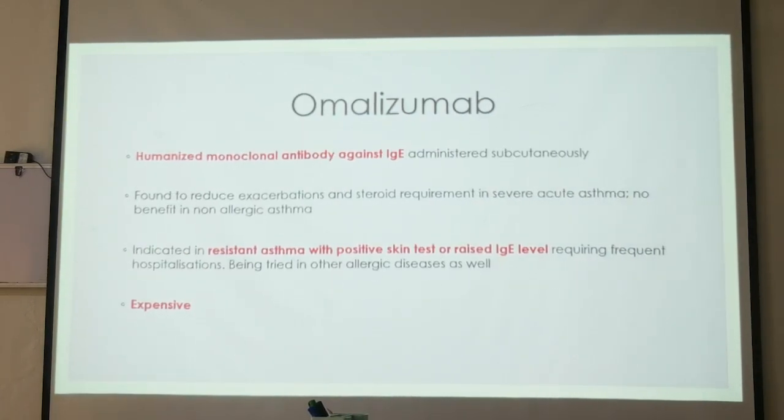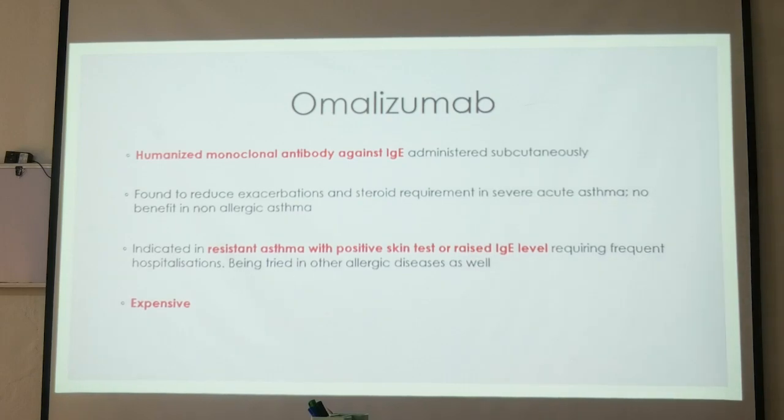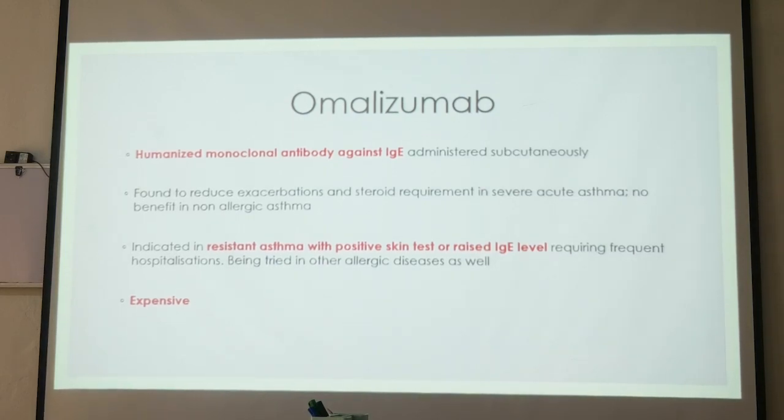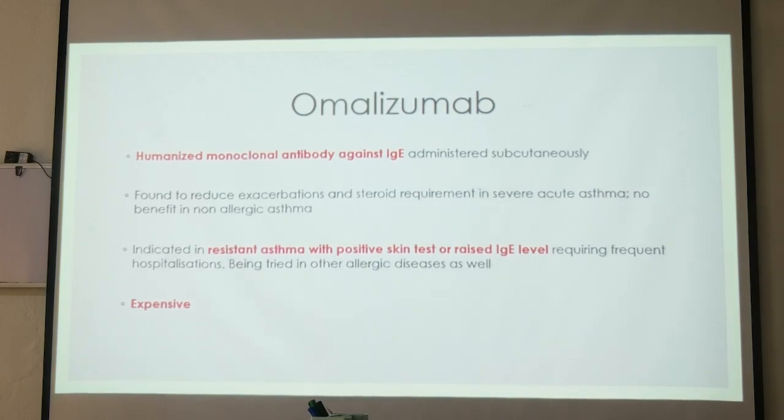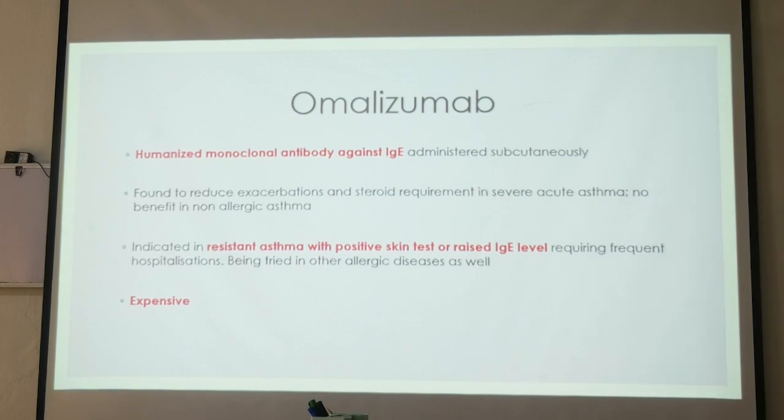Omalizumab is an anti-IgE monoclonal antibody. It is a humanized monoclonal antibody against IgE administered by subcutaneous route. Very expensive. It is used particularly in resistant asthma patients with raised IgE level or positive skin test.